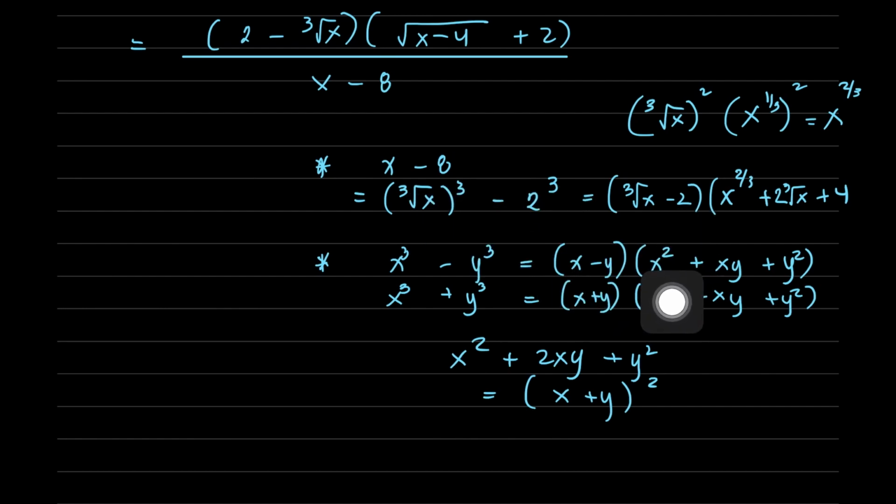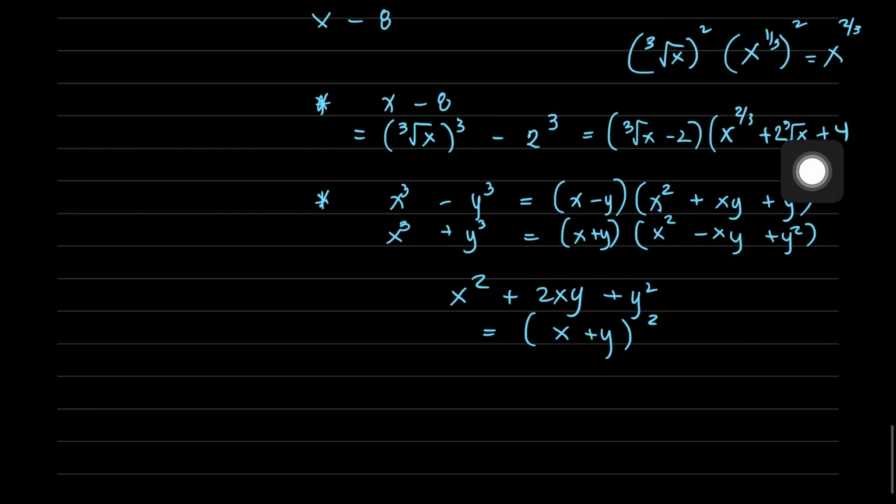And x squared, that is cube root of x raised to 2. If you're going to convert cube root of x to fractional exponent, that is x raised to 1/3, raised to 2, so that will become x raised to 2 over 3. Plus, x times y, x is cube root of x, y is equal to 2, therefore that is 2 times cube root of x. And lastly, y squared, that's now equal to 4.